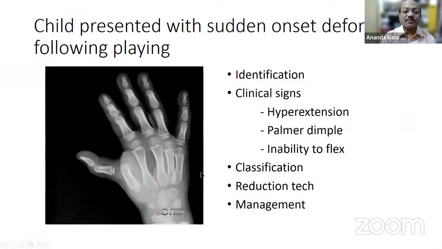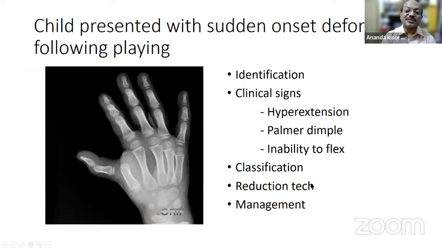So this is the next. If this sort of problem occurs in an immature patient, suppose a child presents with a sudden onset deformity following playing, similar types of questions are asked. You have to identify this is basically a dislocation of the first metacarpophalangeal joint of the thumb. Clinical signs: see, this is the hyperextension, there's a palmar dimple on the palmar side, and there's inability to flex.